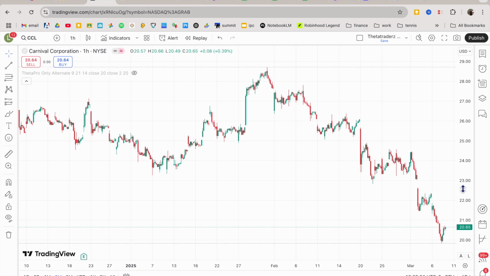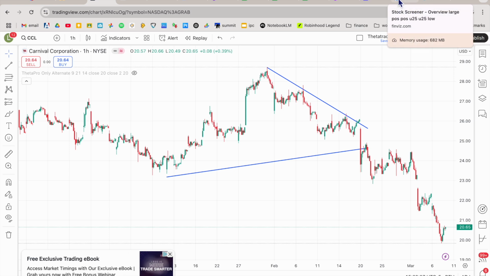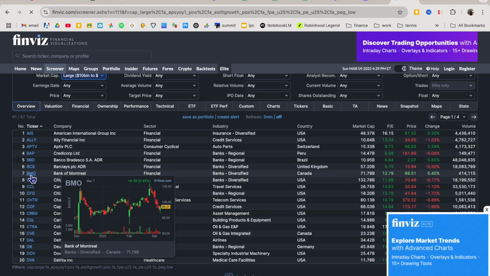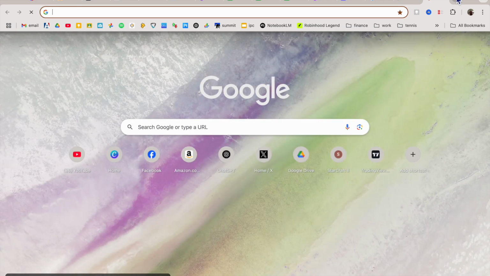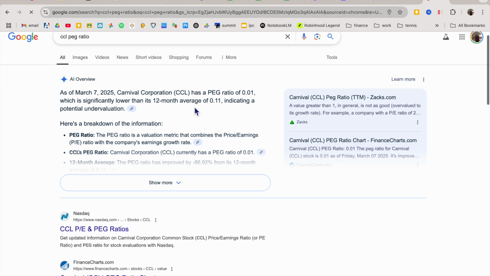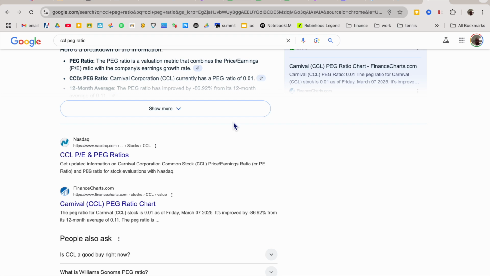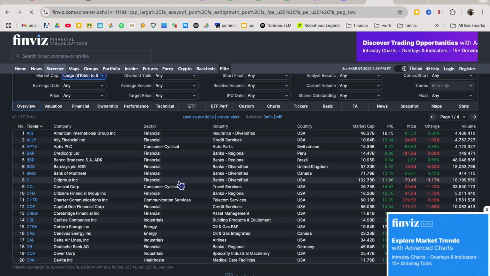You could see, this is a 3-month chart, by the way. You could see the PEG ratio for this stock, and you can just Google it. Look at CCL PEG ratio as of March, pretty much right at 0, which is something to consider. If it's negative, then you'd want to be careful on it. But other positions could be more adequate. Let's just look at a few more.